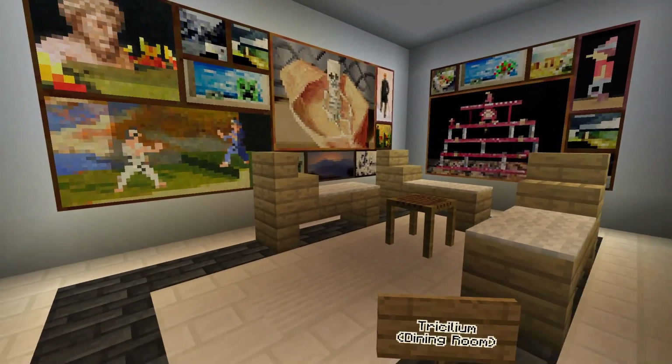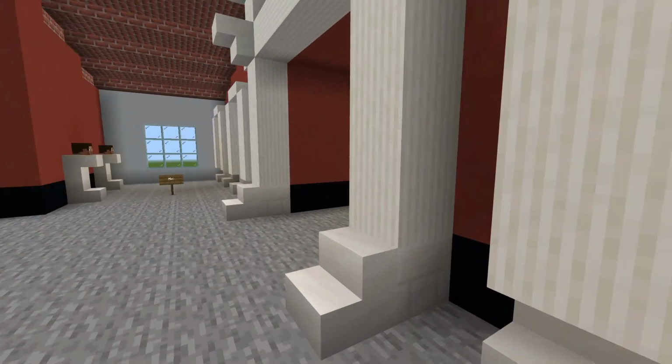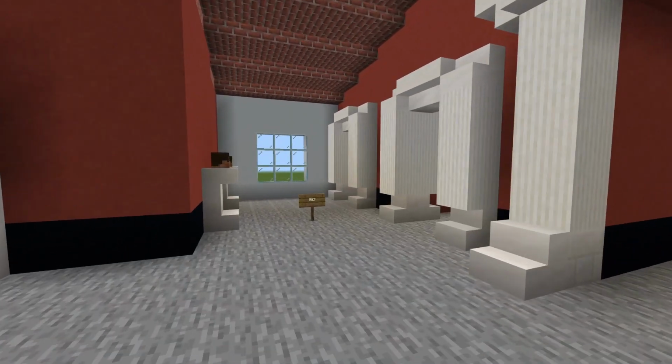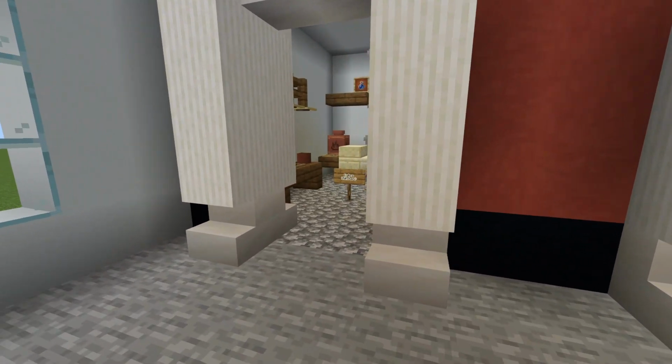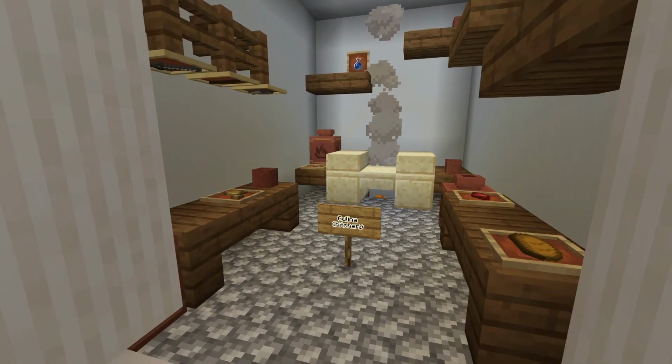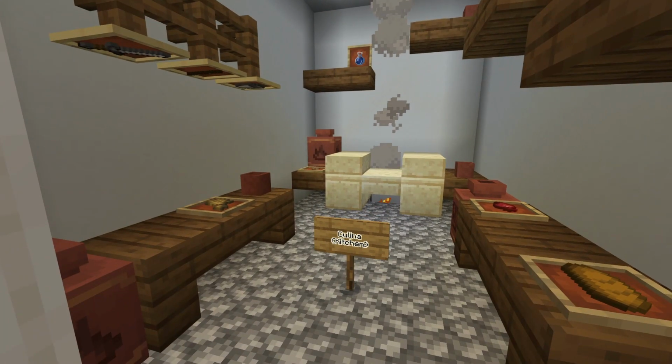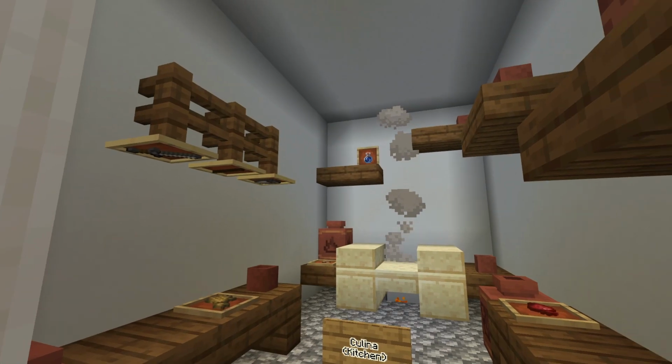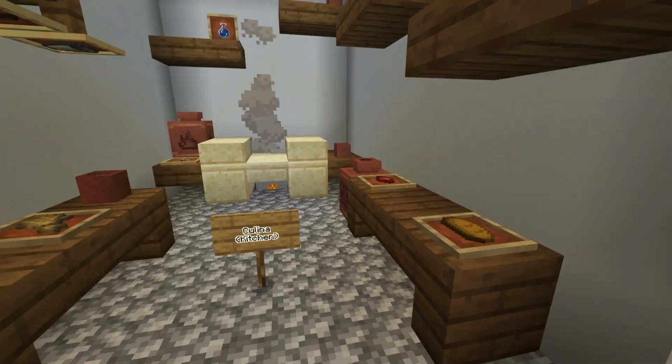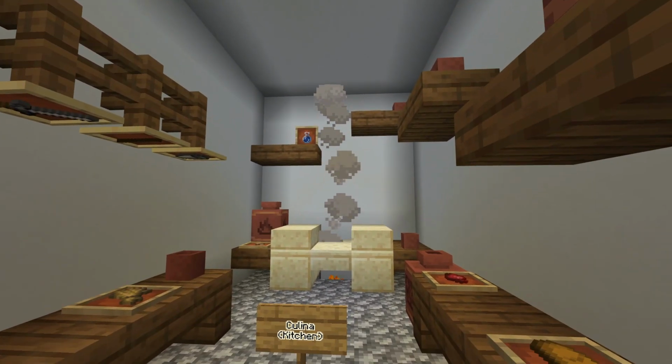This was their formal dining room. Going along, on the opposite side, we have the culina, also what we would call a kitchen. This is where most of the housework and the food was made. Usually the lady of the household would be in here most times.